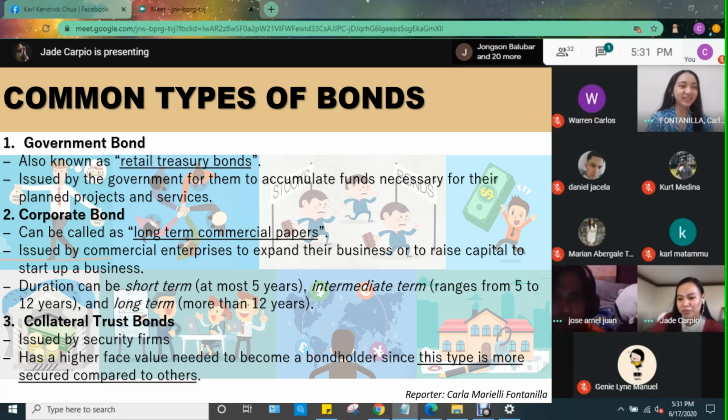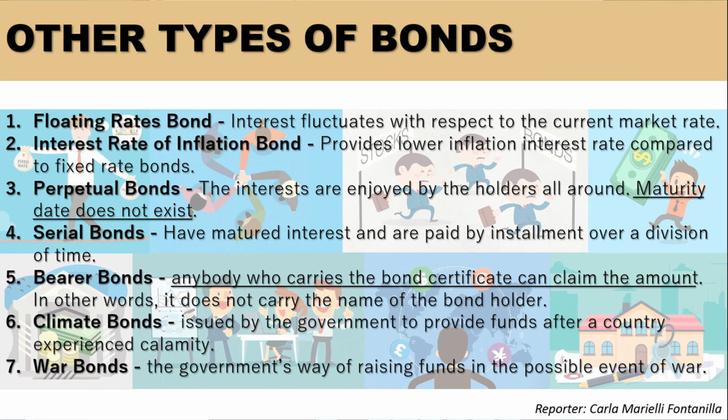Okay, so there are actually other types of bonds. The first one is the floating rate bonds. Interest fluctuates with respect to the current market. While the second type is the inflation-linked bond. It provides a lower inflation interest rate compared to fixed rate bonds. So another type is the perpetual bonds. Okay, perpetual bonds, the interests are enjoyed by the holders all around. No maturity date exists. Perpetual bonds are attractive sources of capital for the issuers. However, the only consequence is that the issuer has to pay the coupon for an eternity of time.